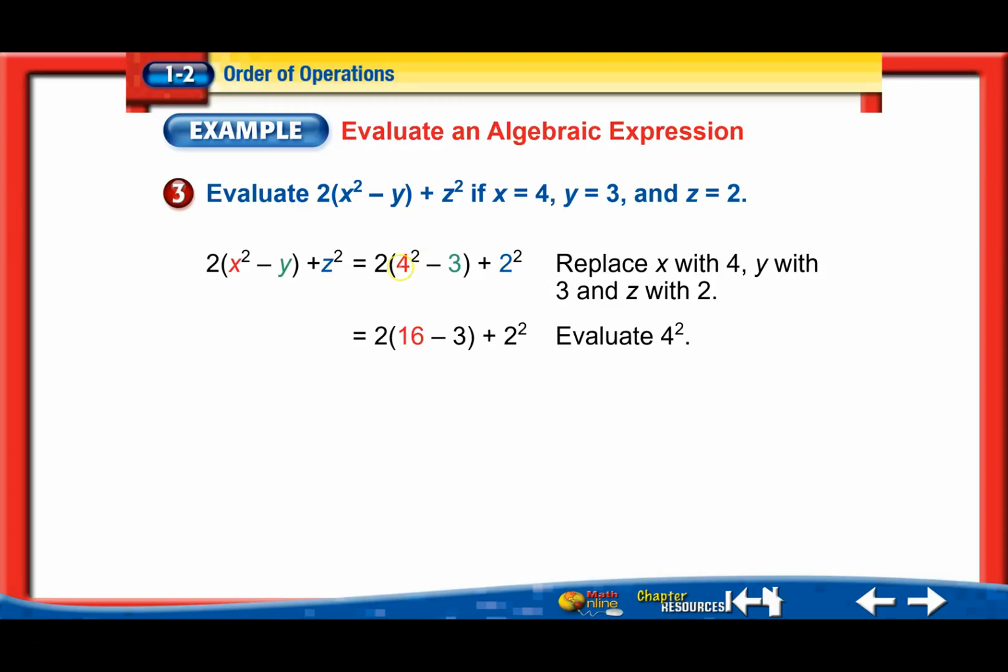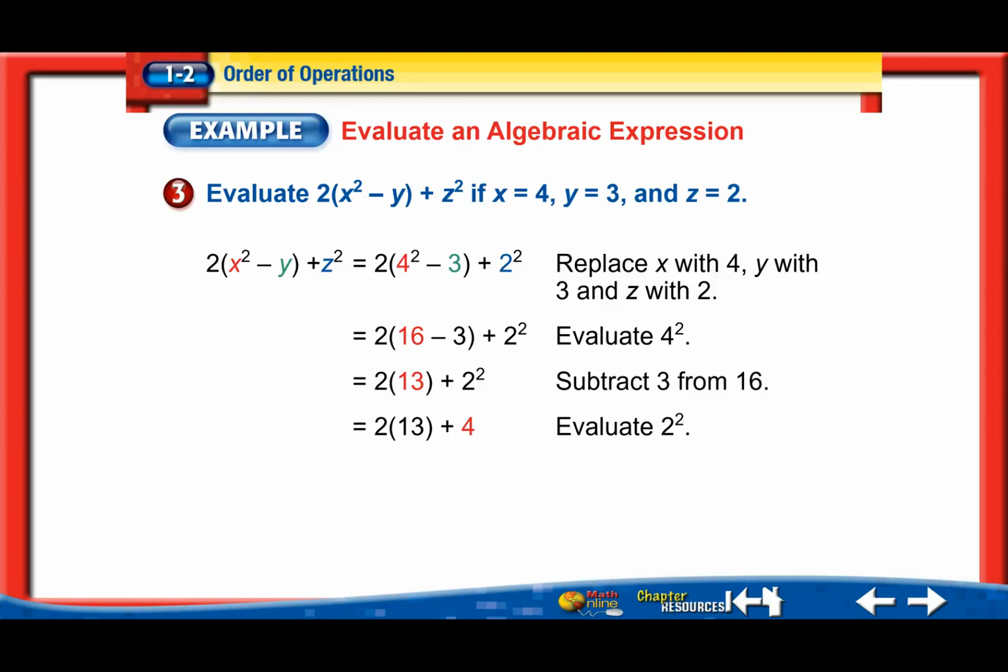So we're going to evaluate this exponent in here. Then we're going to subtract 3 from it. It's going to turn it to 13. Now we're going to do exponents on the outside of the parentheses. So those exponents out there, we're going to change that to 4. 2 times 2 is 4.